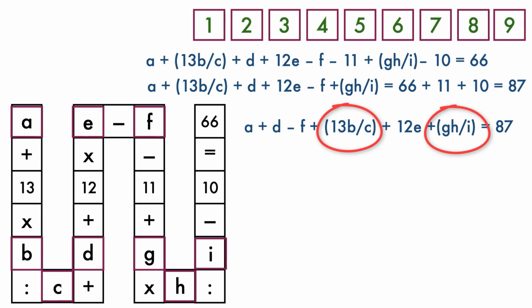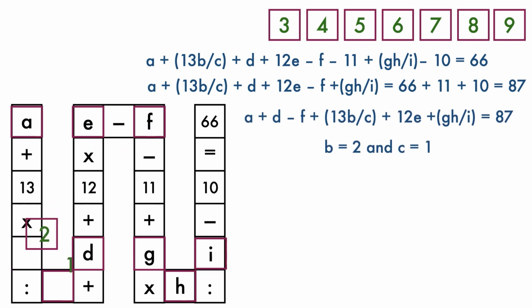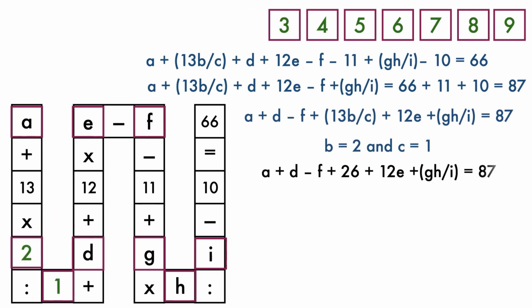There is more than one solution. There are many different guesses that will lead to the right number. There are over 100 solutions to this particular problem. To keep the term 13b over c as small as we can, let b equals 2 and c equals 1, which gets us to A plus d minus f plus 26 plus 12e plus gh over I equals 87. And after simplifying, the equation becomes A plus d minus f plus 12e plus gh over I equals 61.